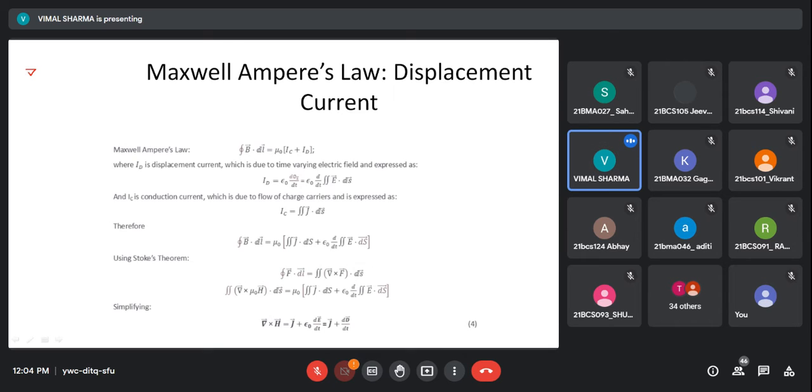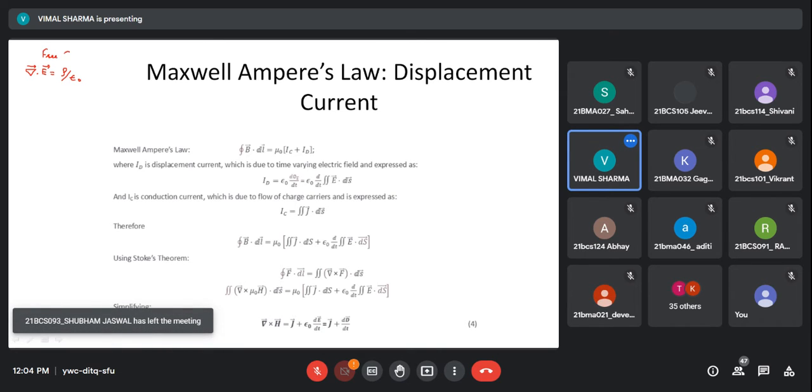First, Maxwell's equation in differential form is about divergence of electric field, which is equal to rho, the volume charge density, divided by permittivity of free space. I'm writing Maxwell equations for free space, when the medium is vacuum or air, free space medium.